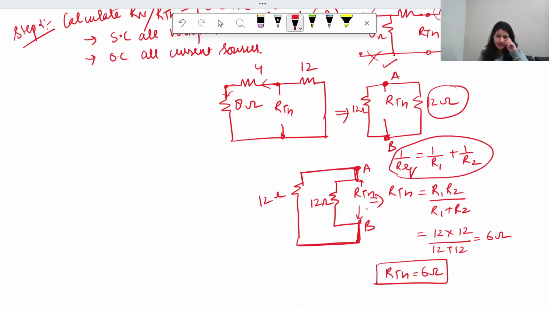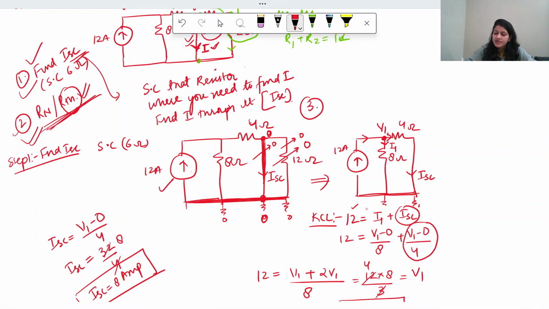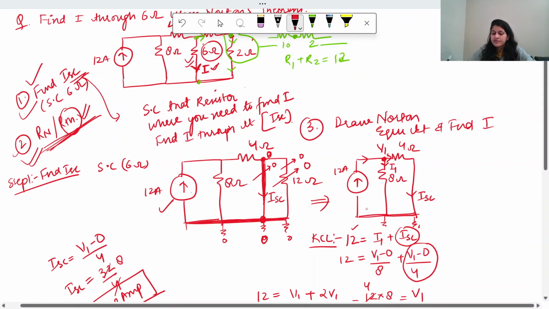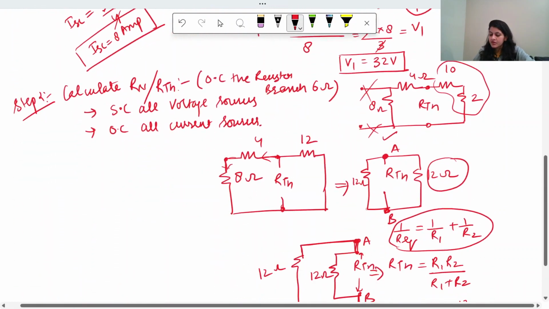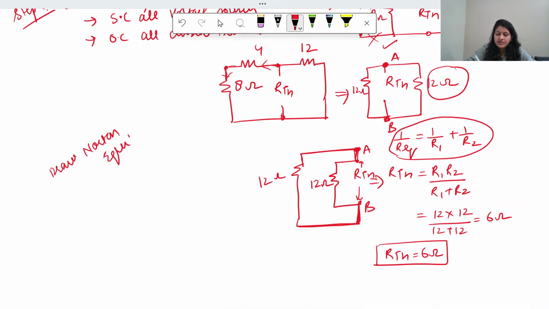Okay, so now you can draw the equivalent, the remaining third step. I forgot to write here. So this is step 1, find the value of ISC. Second step is find the value of RTH. And the third step is draw Norton equivalent circuit and find I, right? So we'll come back here, we'll draw Norton equivalent here.